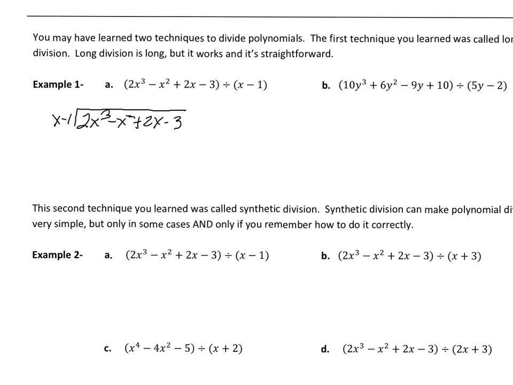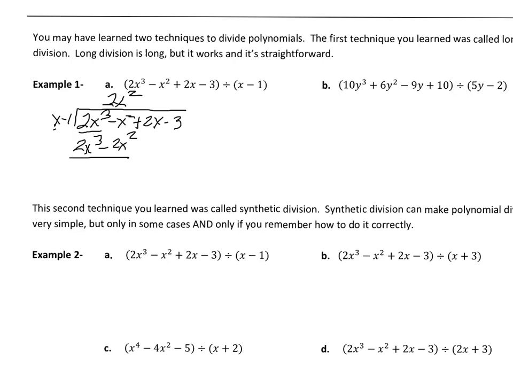So I look at x here. x times what is 2x cubed? 2x squared, right? So we're going to write 2x squared up here. That's what goes first. Now, just like in long division, I take the 2x squared and multiply it by my divisor. So I get 2x squared times x minus 1. 2x squared times x is 2x cubed. 2x squared times minus 1 is minus 2x squared.